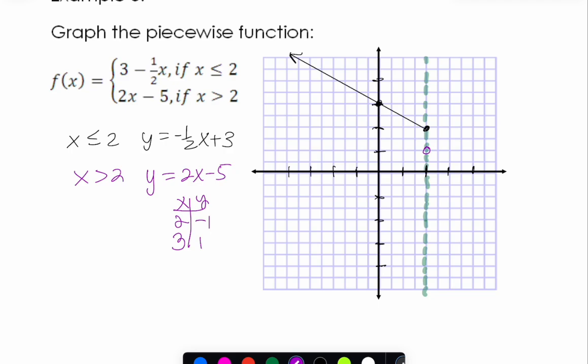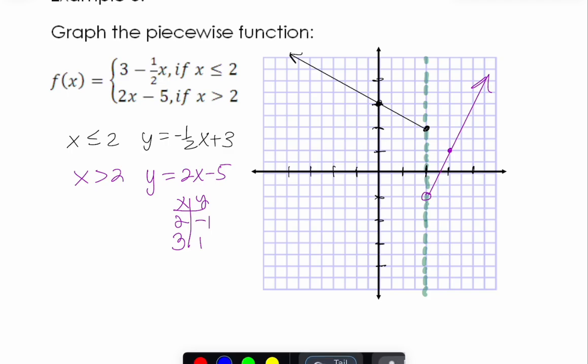At, oh no, I'm sorry. At 2, -1, I have an open circle. Goodness. At 3, 1, I have a regular circle, and my graph continues to the right. So hopefully you remember a little bit about how we graph piecewise functions.